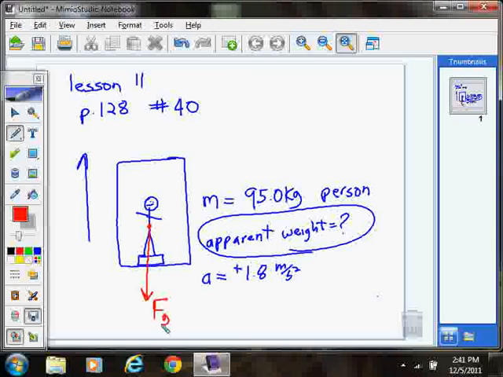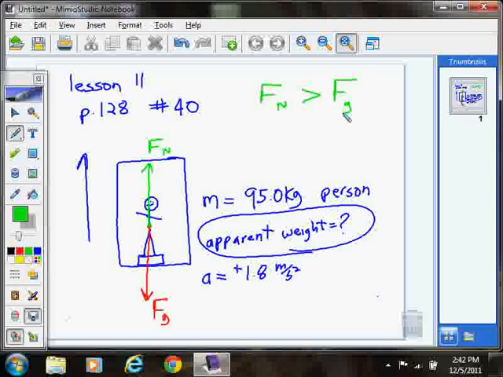The bathroom scale underneath is pushing up, yes? And really the normal force should be drawn down here, because it's the force underneath pushing up on the person's feet. However, normally it's drawn up here. In this case, the normal force is greater than the weight force, right? Exactly. In this case, the normal force is going to be greater than the weight force.